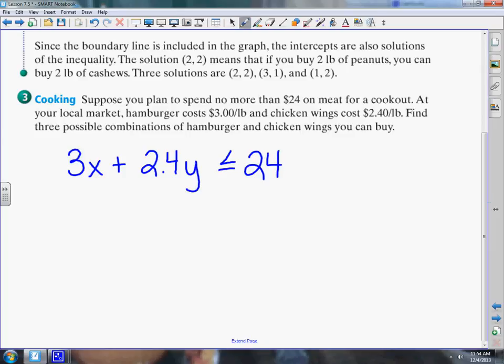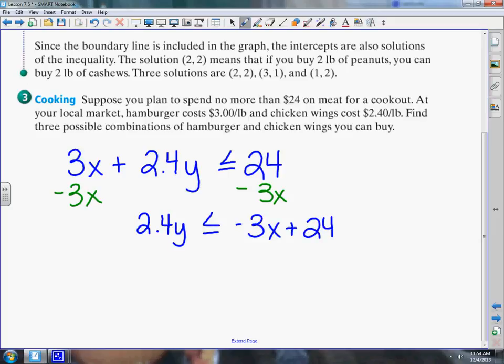So I am going to solve for y. So I'm going to minus 3x. So then I get 2.4y is less than or equal to negative 3x plus 24. And then I'm going to divide by 2.4. Take out my calculator. So y is less than or equal to 3 divided by 2.4 is negative 1.25 plus 24 divided by 2.4 is 10.